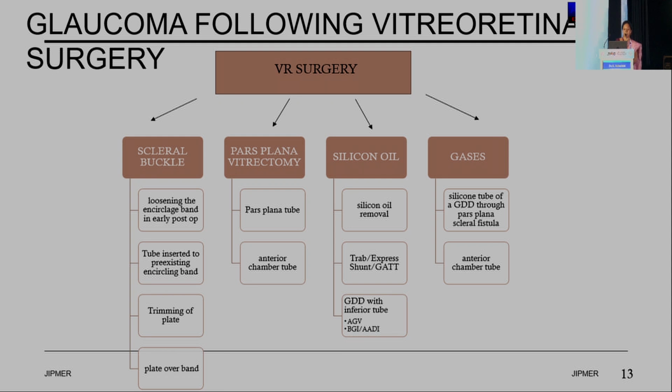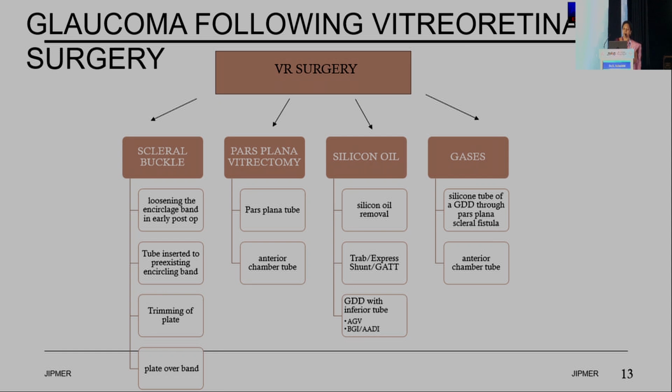The other way is placing a GDD, and then you can trim the plate because of the lack of space, because of the band occupying that area. So you can trim the plate. Or in most cases, it's much easier: you can just place a plate over the band and do it as a regular surgery. In case of glaucoma following pars plana vitrectomy, we can consider placing a pars plana tube if the cornea is compromised or if it's a post-PKP, or you can even use an anterior chamber tube if the chamber is well formed and there are no peripheral anterior synechiae.